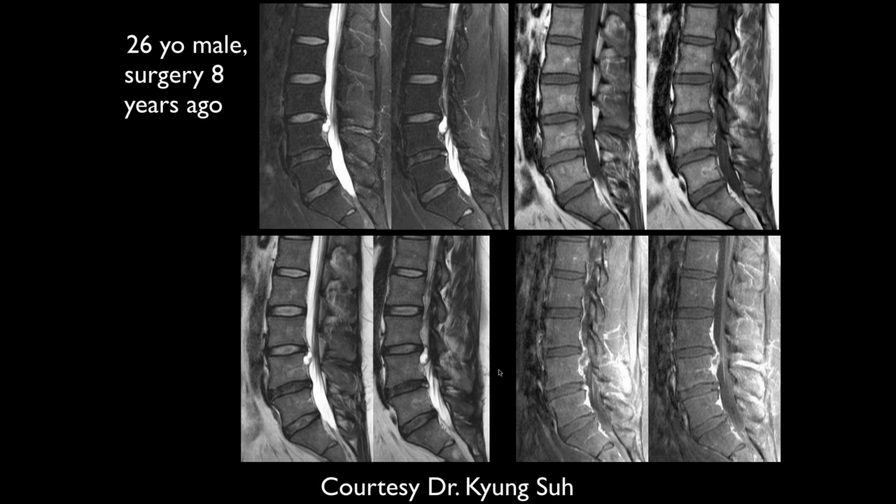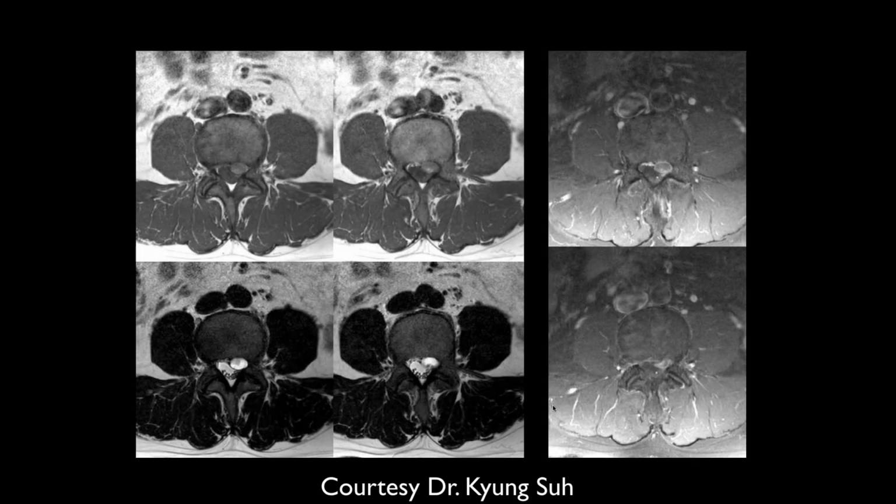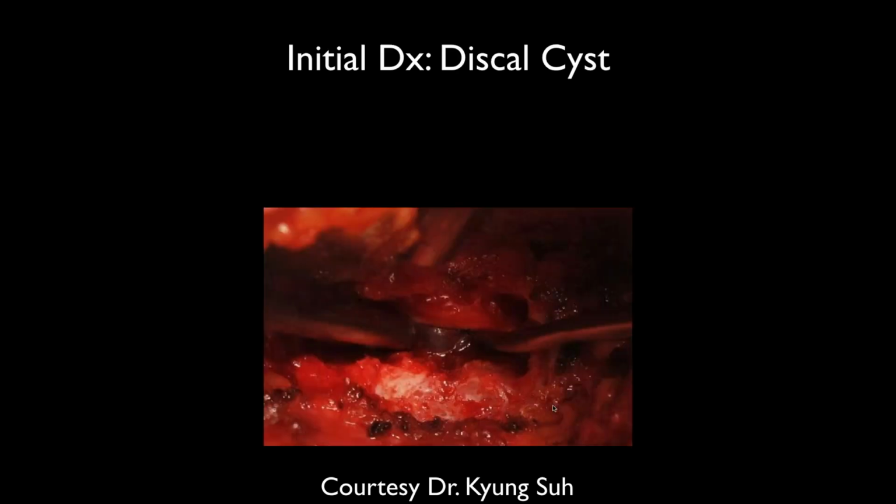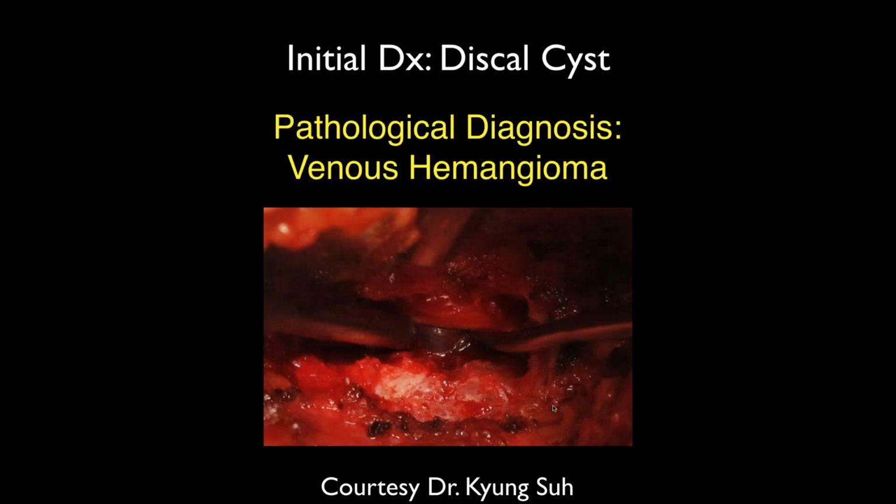20-year-old male, surgery 8 years ago. There is a neurocystic lesion at the level of L3, L4. Maybe a discogenic cyst, and there's enhancement too. There's some compression on the ventral thecal sac anteriorly. And this one they also operated on. They thought it was a discal cyst, and this turned out to be a venous hemangioma.